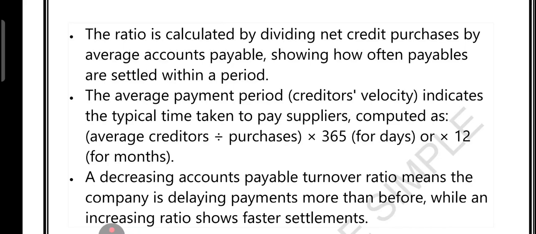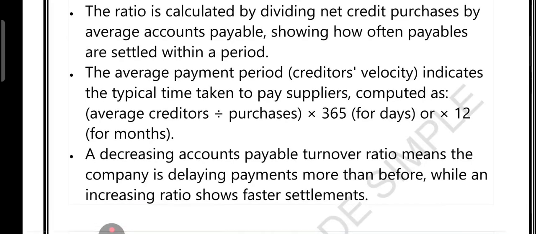Now there is something called average payment period or creditor velocity. It shows how long, on average, a company takes to pay its suppliers. So what is the formula for the average payment period or creditor velocity? You write average creditors divided by purchases multiplied by 365 for days, or 12 for months.